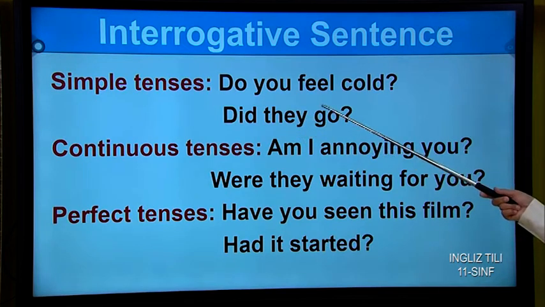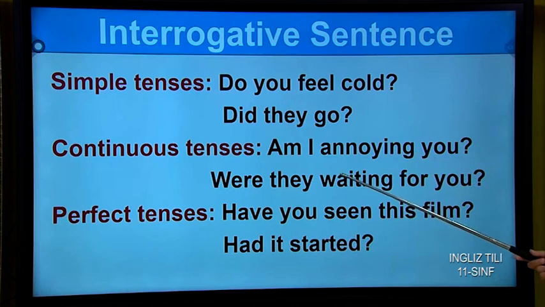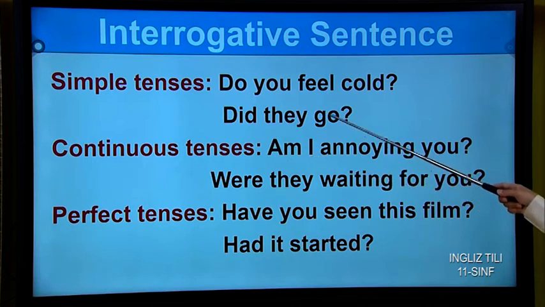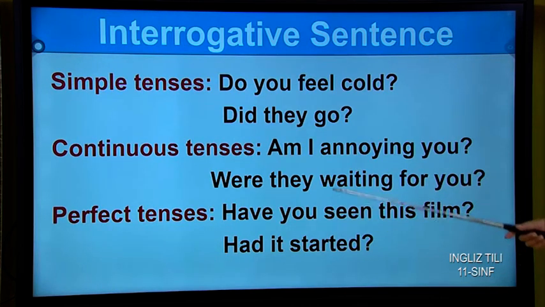Simple tenses we use do or did for past tense. Do you feel cold? Or did they go? For continuous we use to be before subject as usual. Am I annoying you? Were they waiting for you? Perfect, have or has and had before subject. Have you seen this film? Had it started?